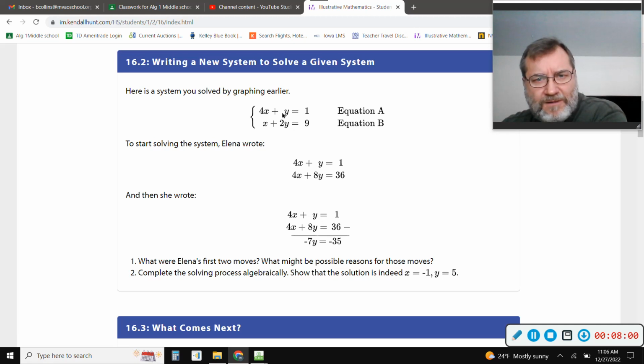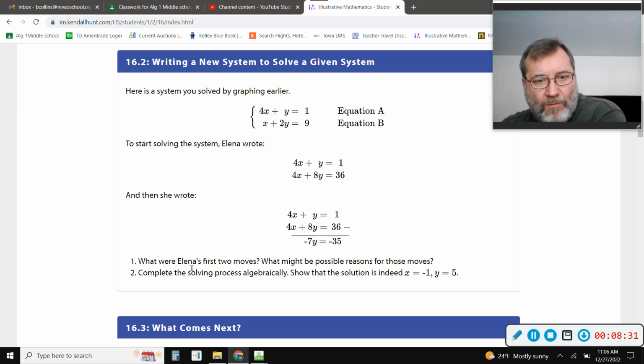Well, the 4x plus y equals 1 is this top one. Indeed, she did not change that. And then she took this one, and it looks like she multiplied everything by 4. 1 times 4 is 4. 2 times 4 is 8. 9 times 4 is 36. And then she subtracted 1, the bottom from the top. So 4x minus 4x is 0. 1 minus 8 is a negative 7y. And 1 minus 36 is a negative 35.